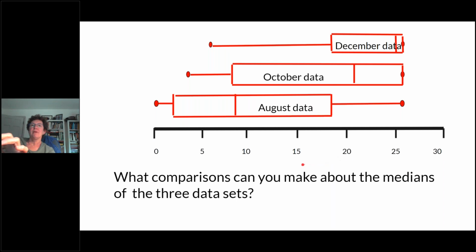So now we can compare all three data sets. So what can you tell us about the medians of these three data sets? Here it is in August. Here it is in October. Here it is in December. So each time, what's happening to it, Tylisha? It increases, the median goes up. Yep. And what about our lower quartile?